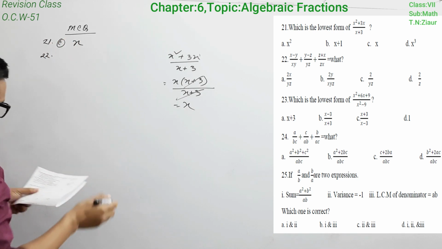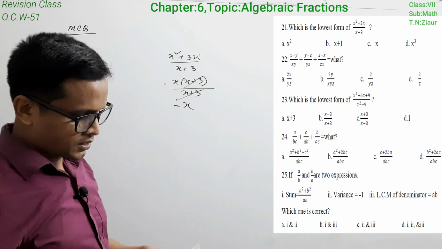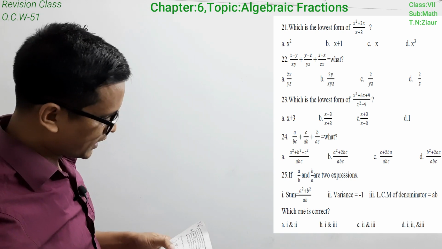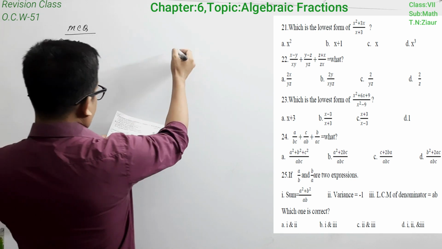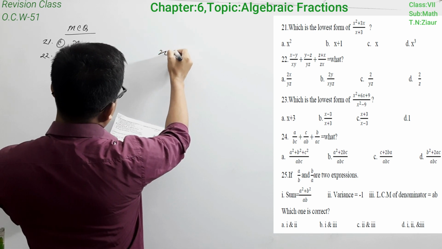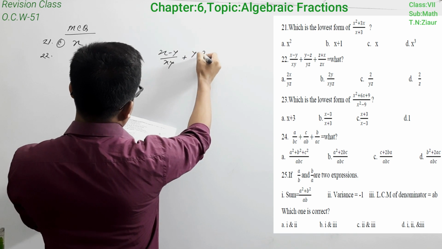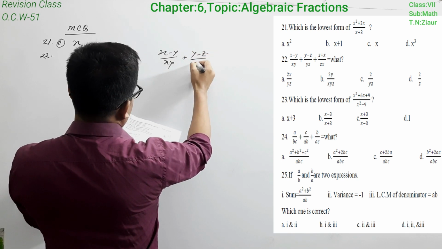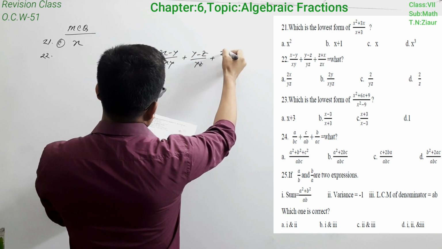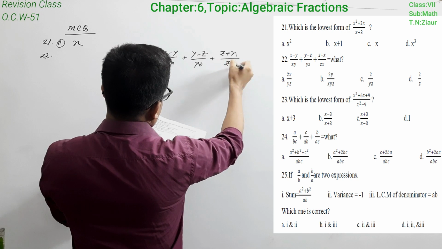Now 22 we will check here. Now 22 number, which expression is given and what will be the simplification? That means all are to be added here. Now just add this one: x minus y by xy, plus y minus z by yz, plus z minus x by zx.